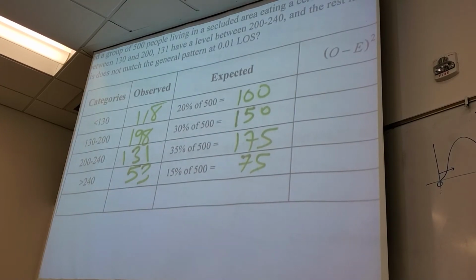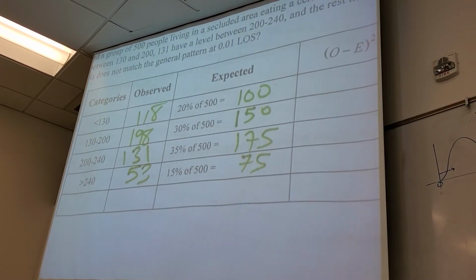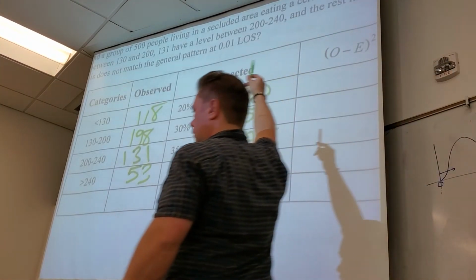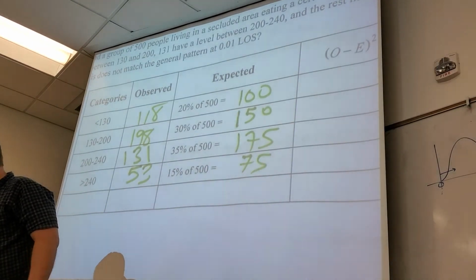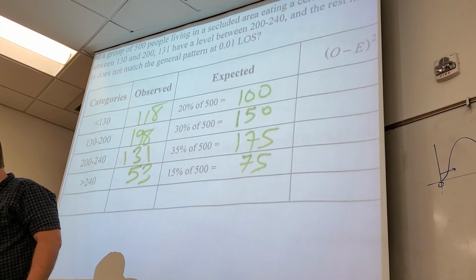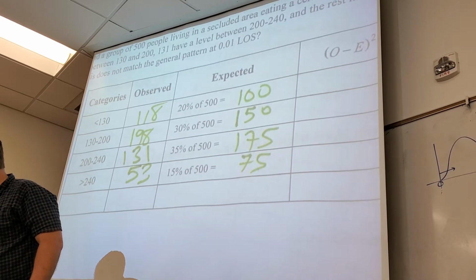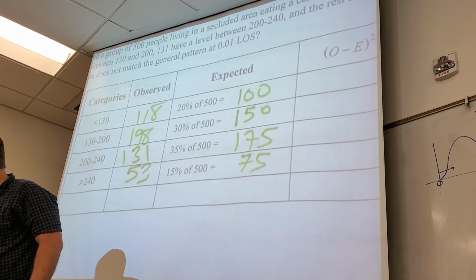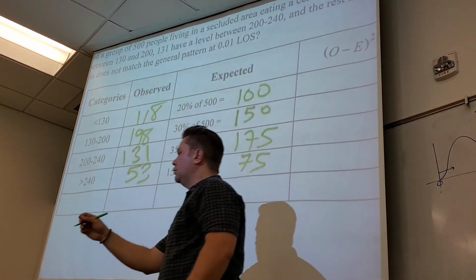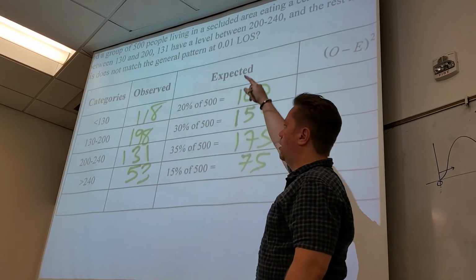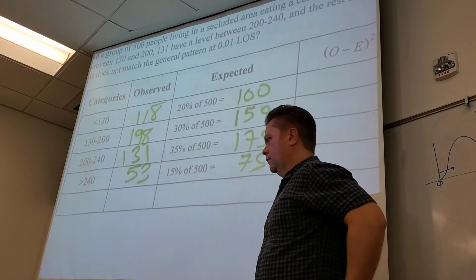All right, let me stop for a minute. Does everybody see where all those numbers came from? For the observed counts, I have to just tell you what we saw. How many had a level below 130? 118. Below 130, 118 had that. You keep going, you get 198 had that. I have to tell you exactly how many we saw in each category.